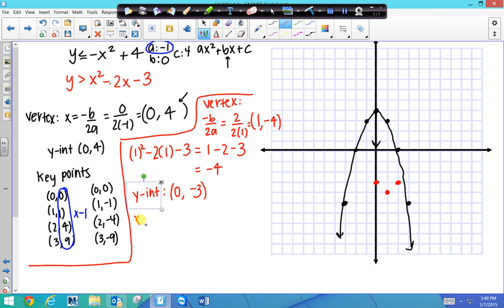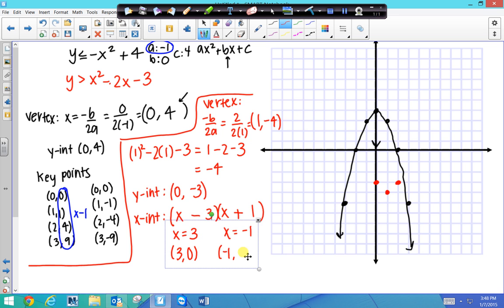And then our x-intercepts we're going to find by factoring. So that means we're going to break up the x squared, and we're going to break up the 3 so that we can have a negative 2 when we check the inner and the outer. So negative 3 and positive 1. So we're going to have the point 3, 0 and the point negative 1, 0. So we go to negative 1, 0, we go to 3, 0, and we have enough to complete our graph.